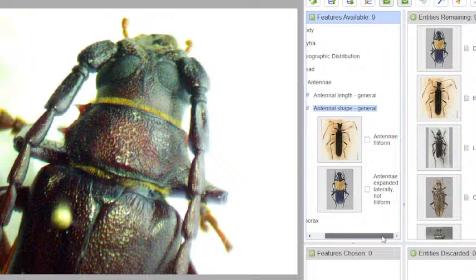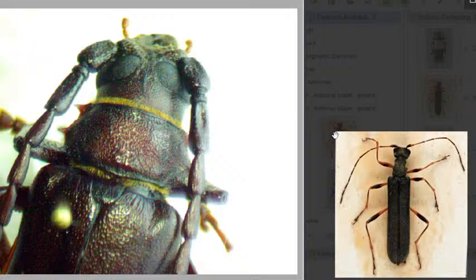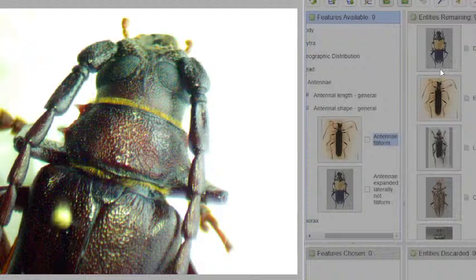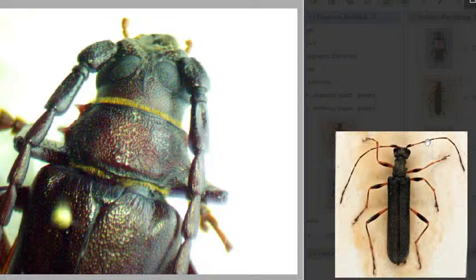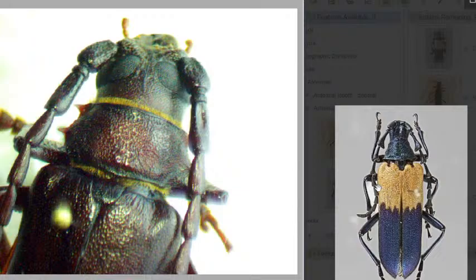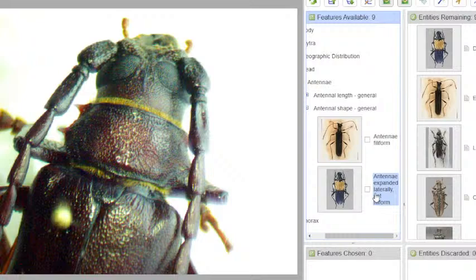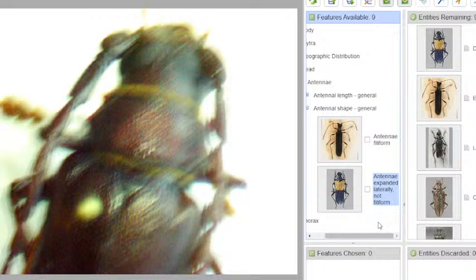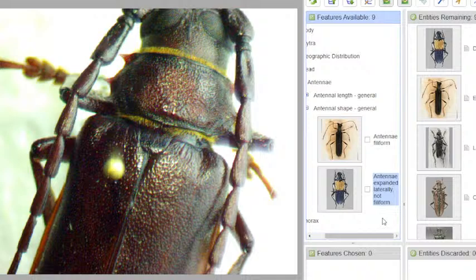Let's see. So we just had this YouTube video about the antennal shapes, and this is kind of a fun example. We're looking at whether the antenna is filiform, or it looks like a hair all the way down, or if it is expanded kind of laterally. Now, this is a really, really obvious expansion. But I wouldn't call that filiform. Let's see where that takes us.